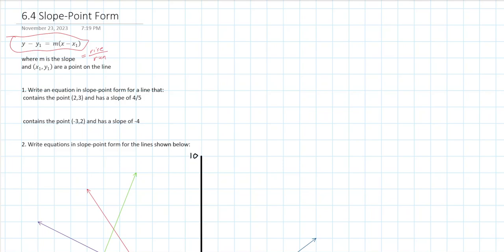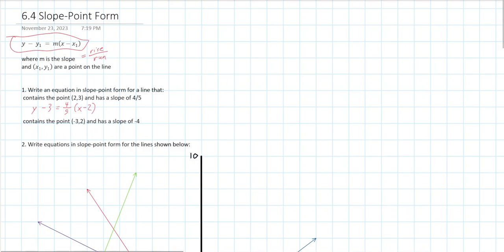Okay, so here's a question. Write an equation in slope point form for a line that contains that point, the x and the y value, and that slope. So all you have to do is go y minus 3 equals 4 over 5 bracket x minus 2.